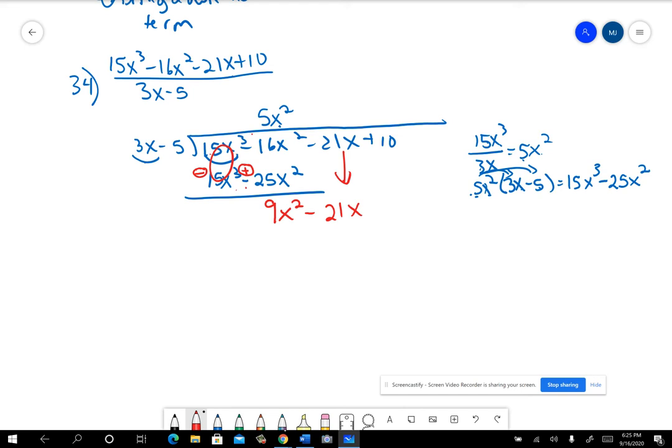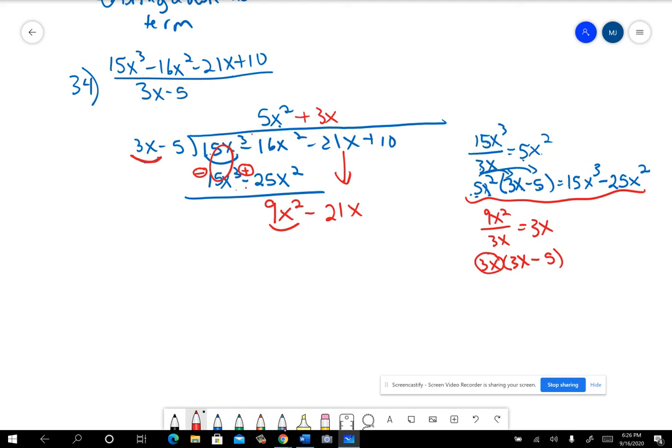Okay. And when you go to the next round, you go back to the 3x, but now you're going to take the 9x squared and divide it by the 3x. So when you do, that's going to be just 3x, isn't it? So that's what goes right here, and it's positive. So put plus 3x. Okay. Then you're going to multiply back and take that 3x times the 3x minus 5. Okay.